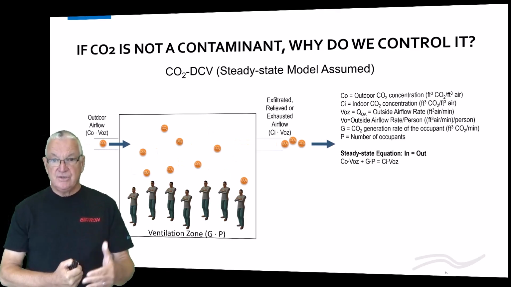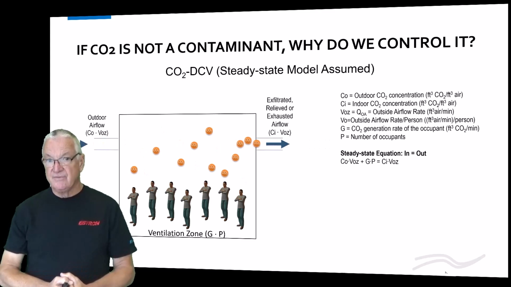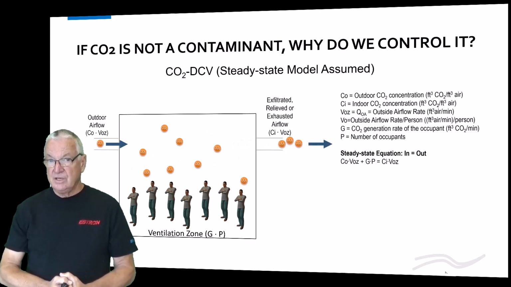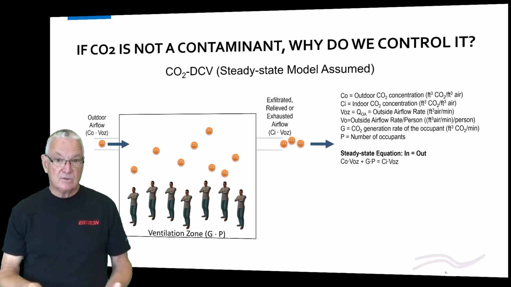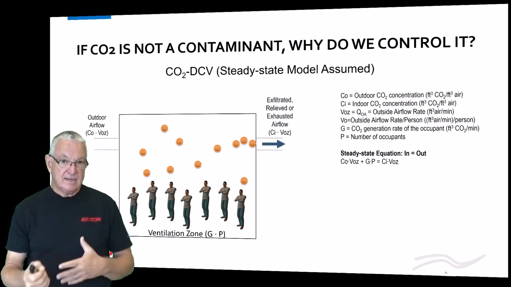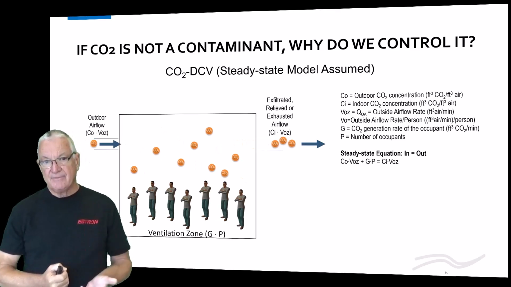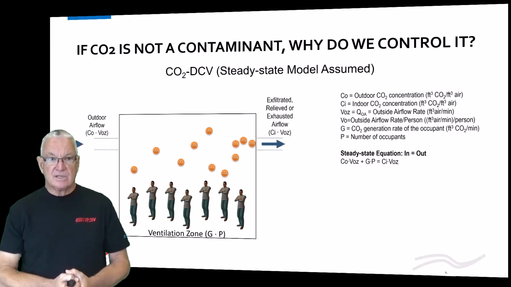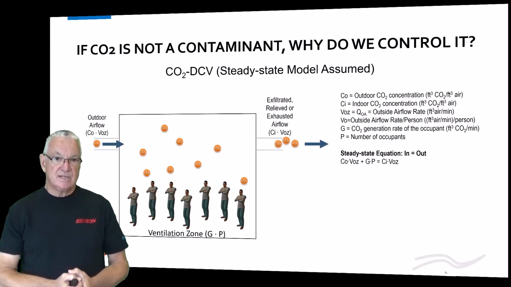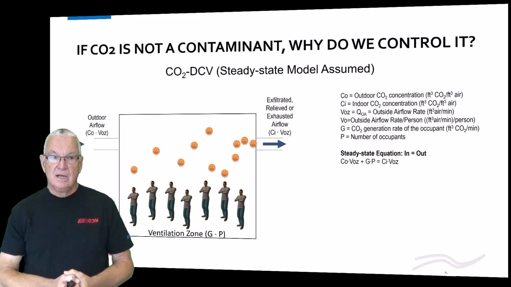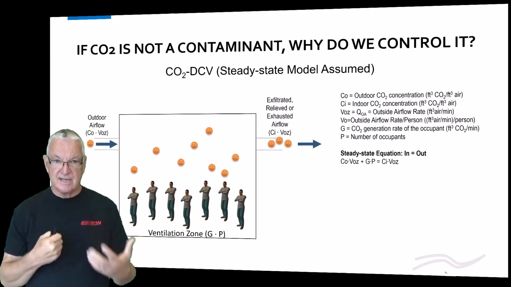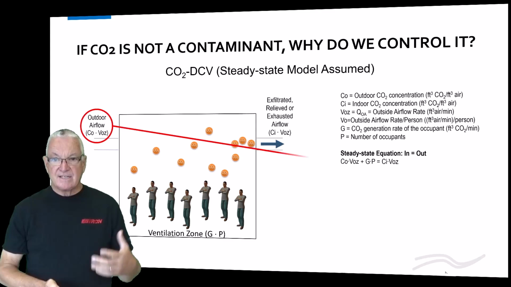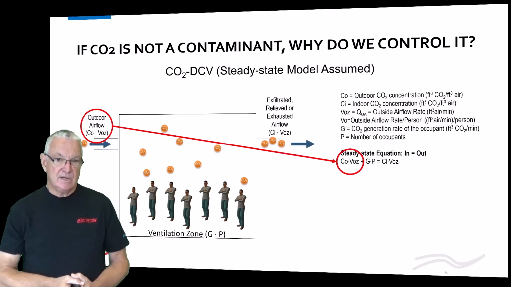But anyhow, ASHRAE has used this relationship to justify the use of CO2 for controlling outdoor air. So let's take a look at what we're talking about here. If you look at the left, where it says outdoor airflow, Co times Voz: Co is the concentration of CO2 in the outdoor air, and Voz is the airflow rate. We're going to keep that constant because we want to create a steady state equation. So that's going to be one term in the steady state equation.